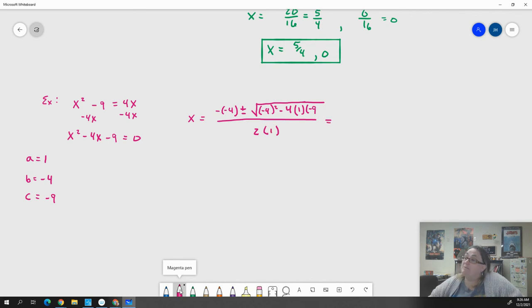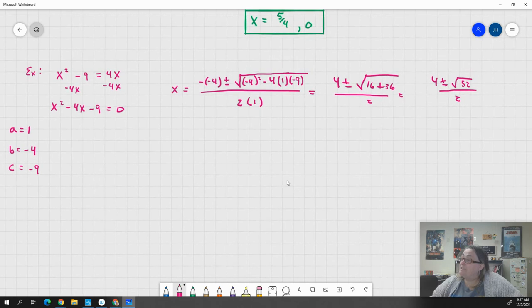So now it's time to clean this mess up. Negative times a negative gives me a positive 4, plus or minus. We're going to deal with what's going on under here. 4 squared, that is just 16. Negative 4 times 1 is negative 4. Negative 4 times negative 9 is positive 36, all over 2. What is that? That is 4 plus or minus the square root of 52 over 2.